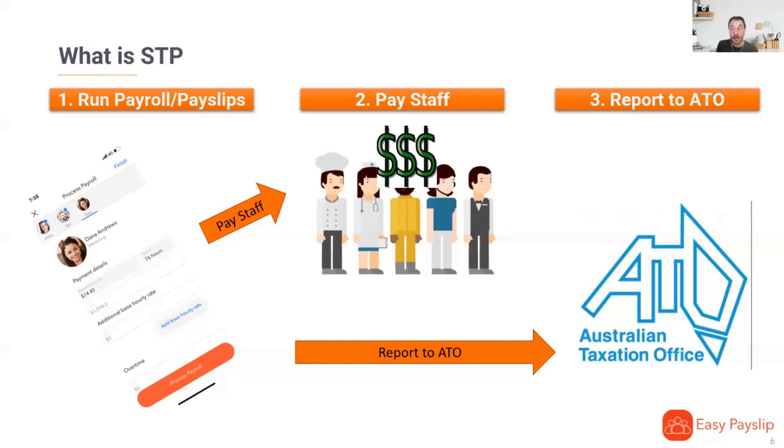It is only a reporting system, so it is not going to execute the actual payments to your staff. All it is doing is reporting to the ATO what you've said you are going to pay your staff, what you've said the tax that you're going to withhold, and the super that you will pay your staff. So it's only a reporting mechanism. It's not actually executing any payment as such.